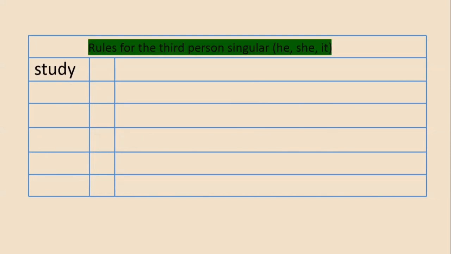If a verb finishes with y, however before y we have a consonant letter, we change y to i, then we put es. As you can see, there is y at the end, and before y we have d, which is consonant letter. So we change y to i, then we put es. For example, he studies for his exam every evening.